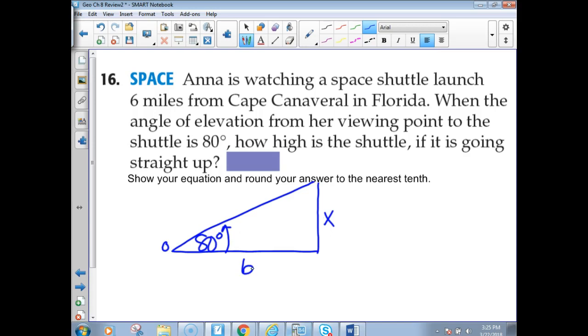Now, this would be opposite over adjacent. So it's going to be the tangent of 80 equals x over 6. And our answer will be in miles. So find out what 6 times the tangent of 80 is.